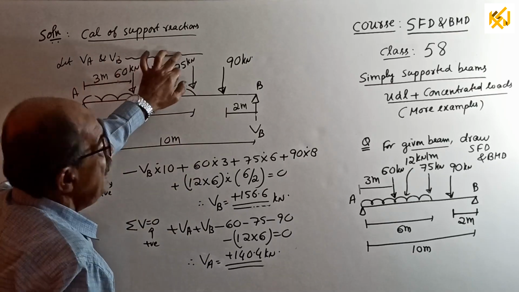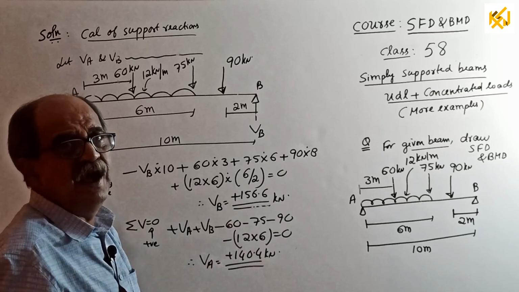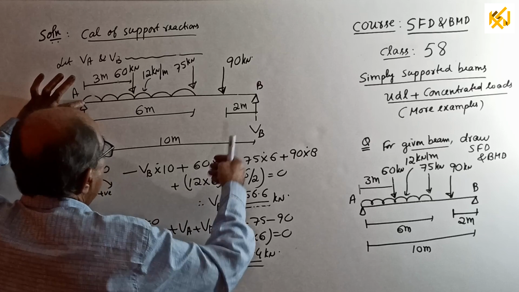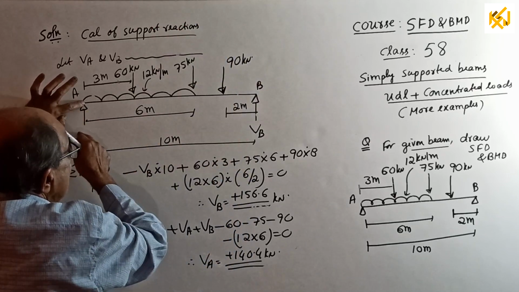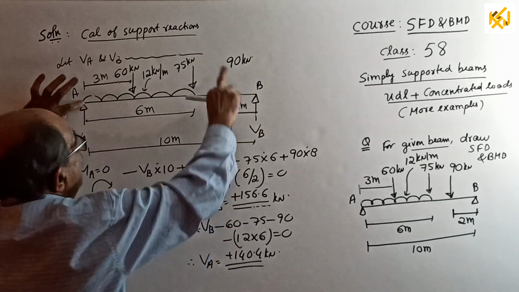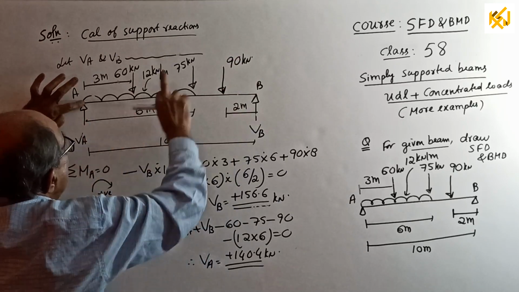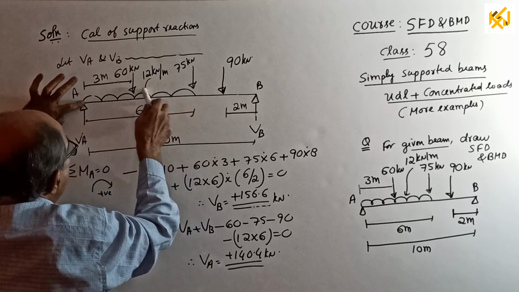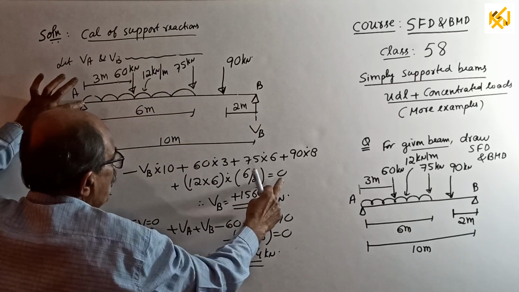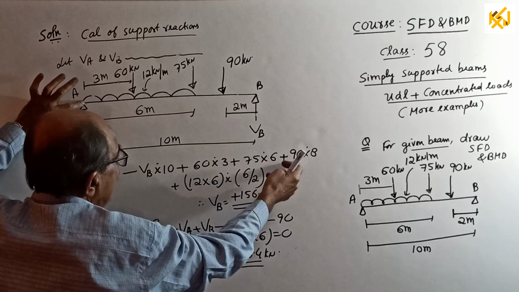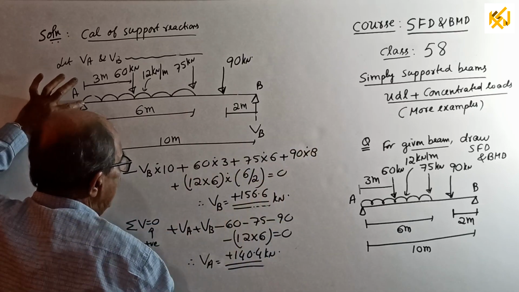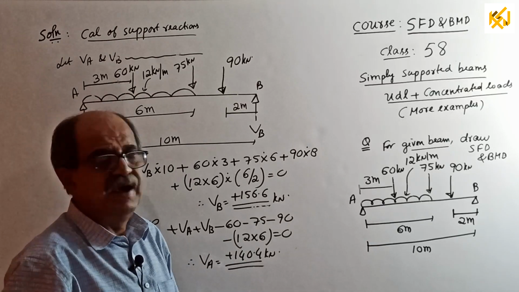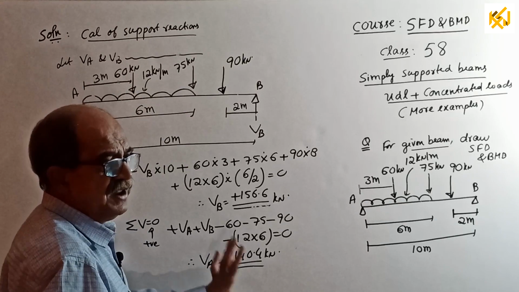Let VA and VB be the reactions. You know what to write; I have been telling this from the beginning of the course. Take moment about A: minus VB into 10, plus 90 into 8, 75 into 6, 60 into 3, 12 into 6 into half of 6 equal to 0. Anyway, we get VB. Sigma V equal to 0: you simplify and get the value of VA. You get the support reactions.